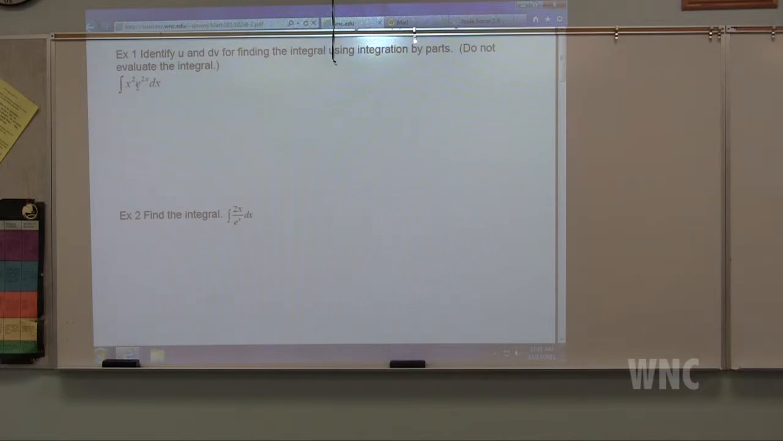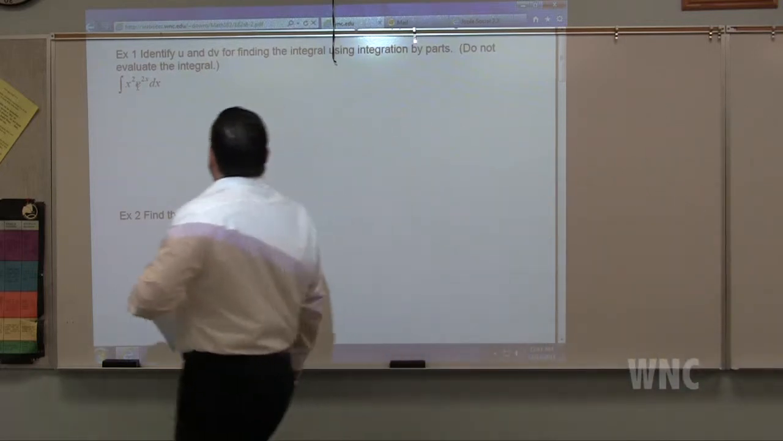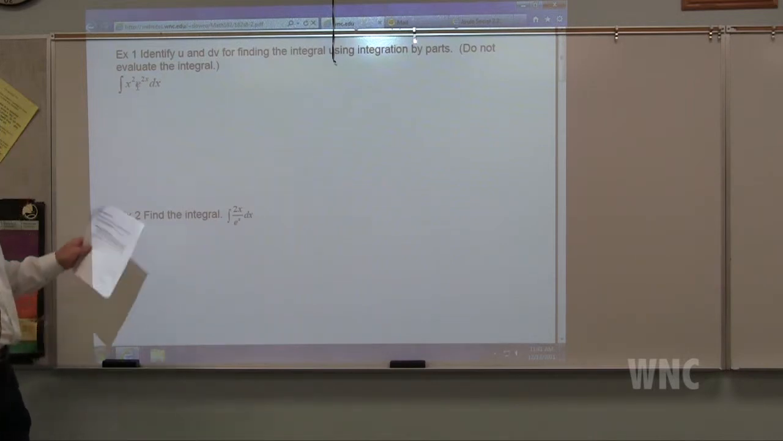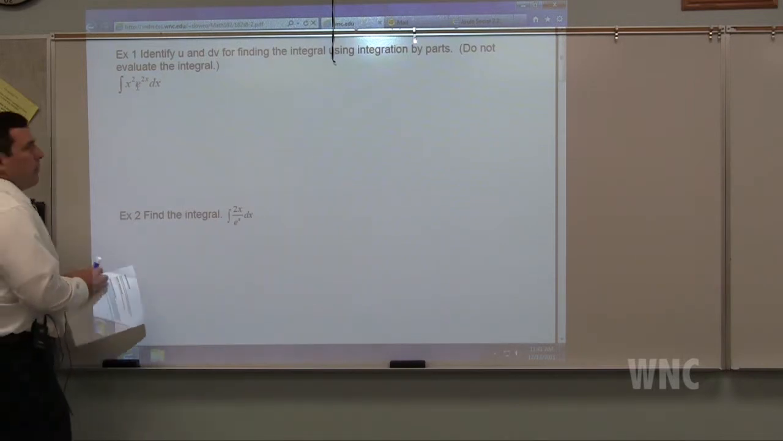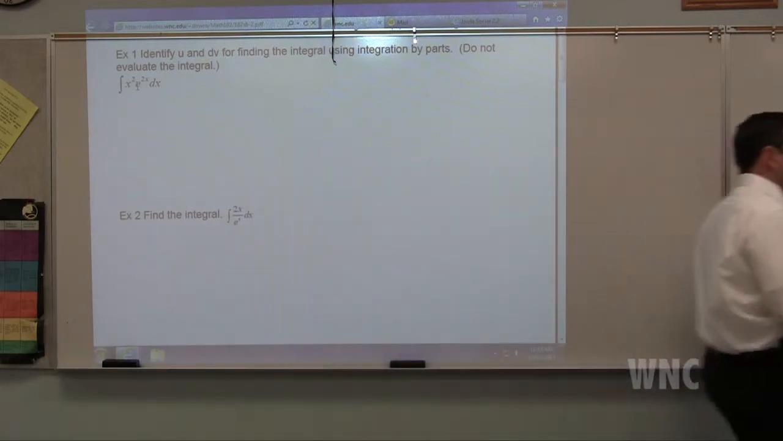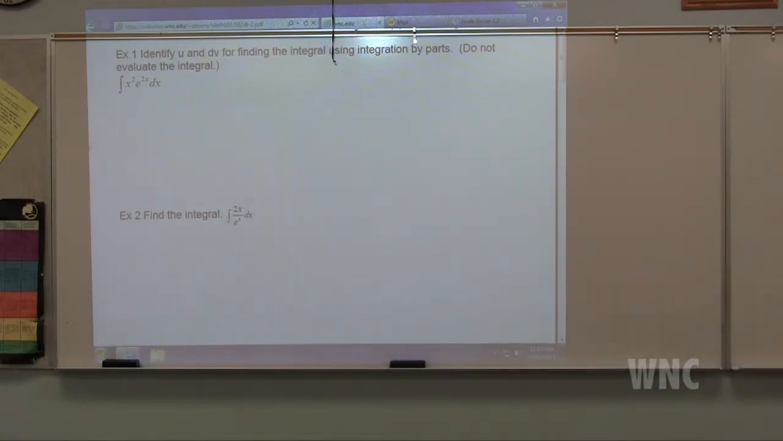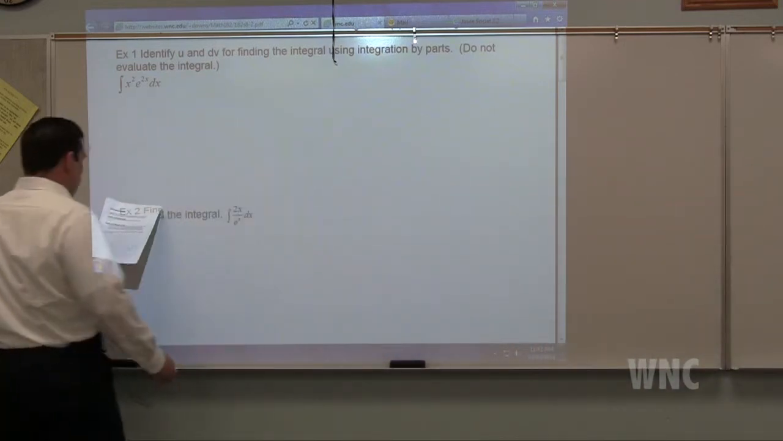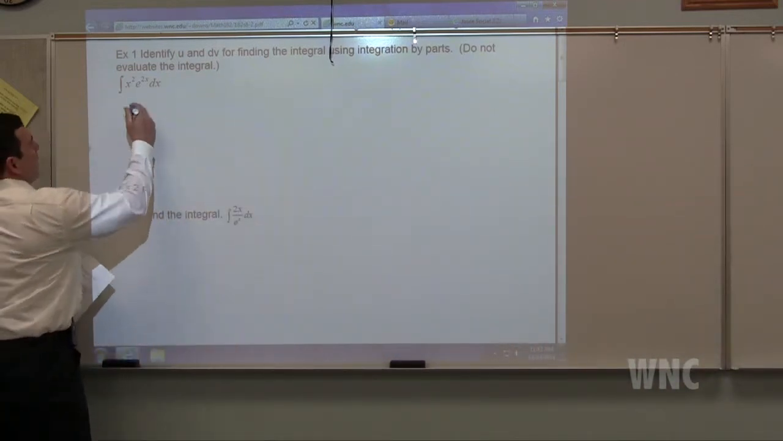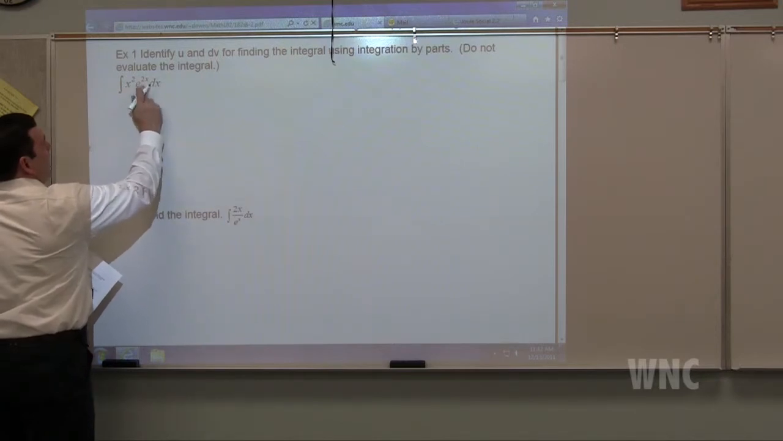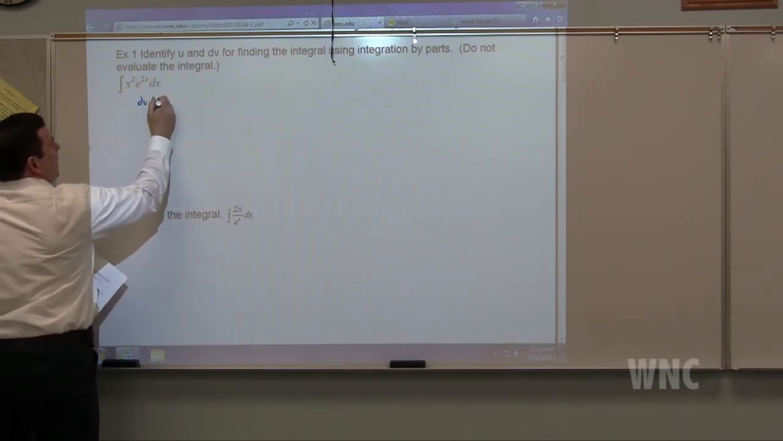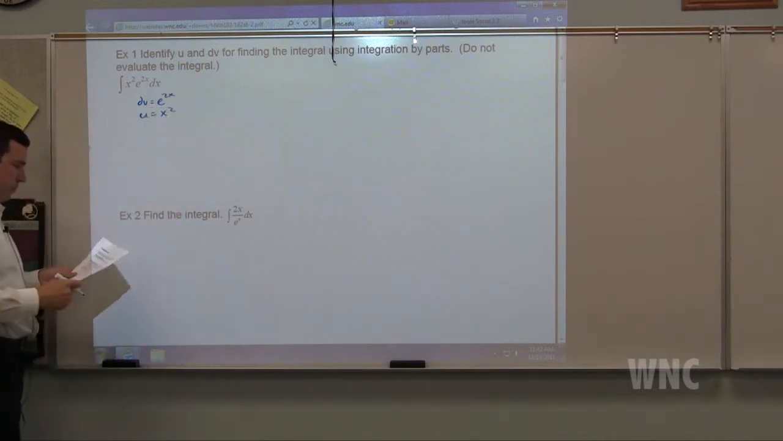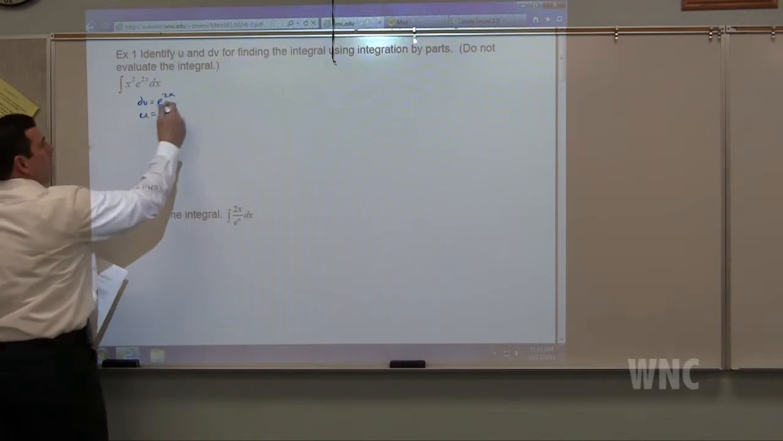Okay, look at example 1 here. Identify u and dv for finding the integral using integration by parts. Do not evaluate the integral though. We have the integral of x squared e to the 2x dx. In this case, the more complicated one is e to the 2x, so you might say your dv is e to the 2x dx, and the u would then be the x squared.